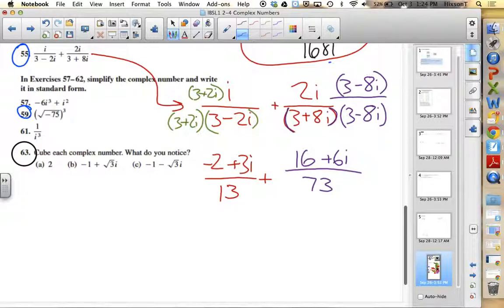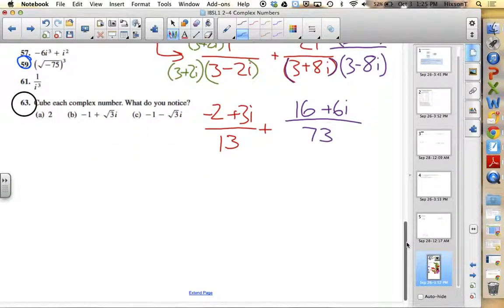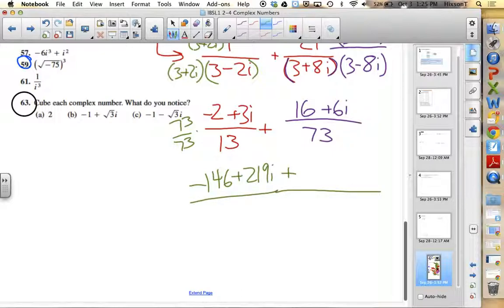Okay? Now, they were super nice to us and gave us 2 prime numbers for our denominators. So the common denominator is just 13 times 73. If you have 2 prime numbers, that's the only way you can get a common denominator. So now I'm getting a common denominator by multiplying by 73 over 73. Okay, so that's a negative 146 plus 219i. You guys can check my arithmetic here. And then that's going to be plus. I have to multiply this one by 13 over 13.